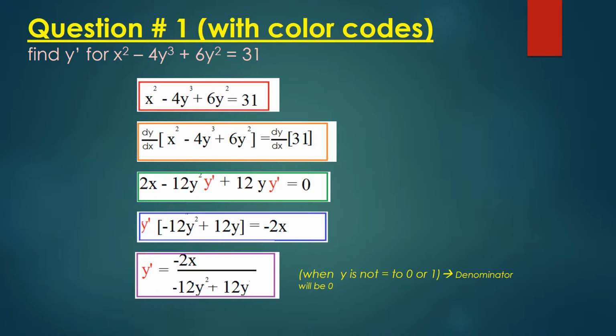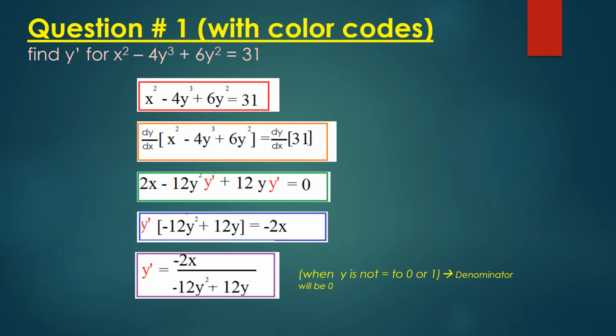Okay, so here's our first question. Find y prime for x squared minus 4y cubed plus 6y squared is equal to 31. This equation luckily is already in implicit form, so you don't have to do anything there. Afterwards, you have to find the derivatives of both sides. Since x squared does not contain a y term, you find the derivative as always, which is 2x. Then minus, the derivative of 4y cubed is 12y squared.